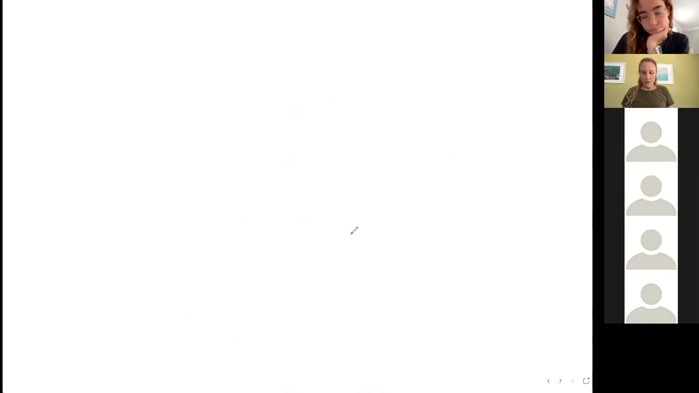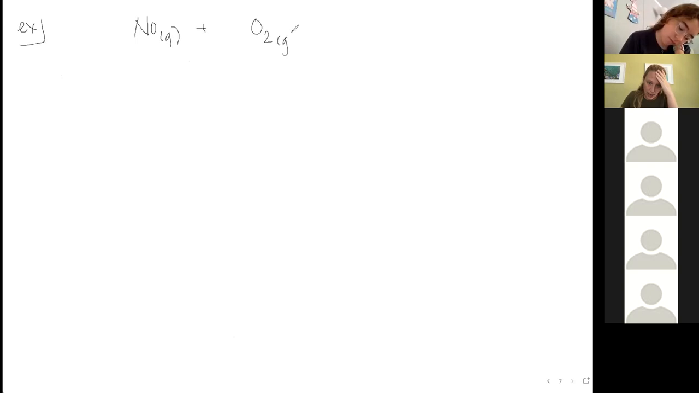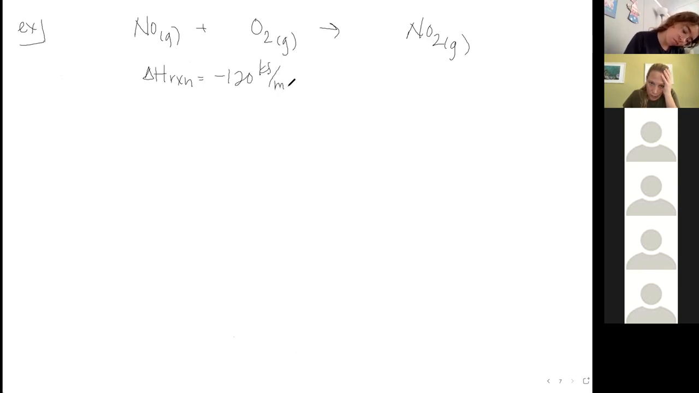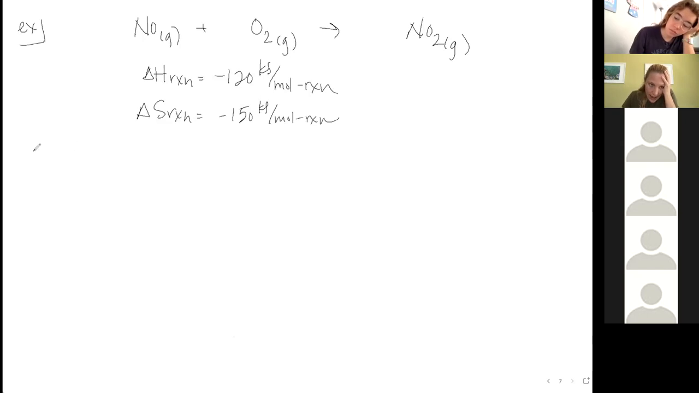Okay. So I'm going to do another example and then we're going to go. So here's another example. We have nitric oxide gas reacting with oxygen gas to form nitrous oxide gas. And the delta H of this reaction is negative 120 kilojoules per mole reaction. And the delta S of this reaction is negative 150 kilojoules per mole of this reaction. At what temperature will this reaction be spontaneous?